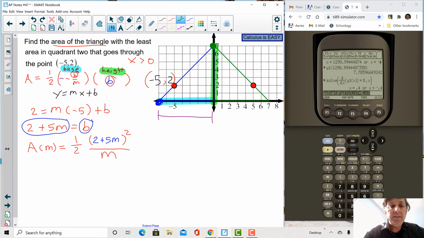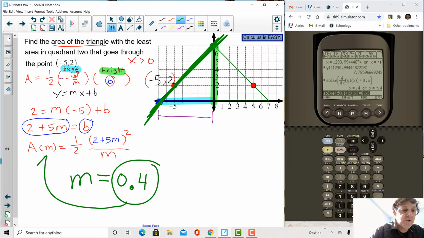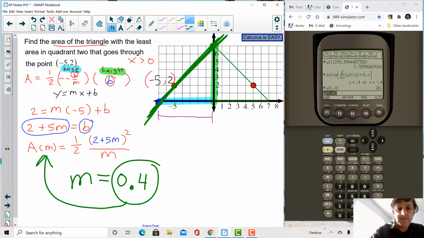But now that we're on the left side, you notice the slope that we want is going to be a positive slope. So we're going to choose m equals positive 0.4. Remember, we're supposed to find the area. So we're going to plug this slope into our area function. Remember, our area function was stored in y1, so we're just going to do y1 of 0.4. Okay, our final answer is going to be 20.